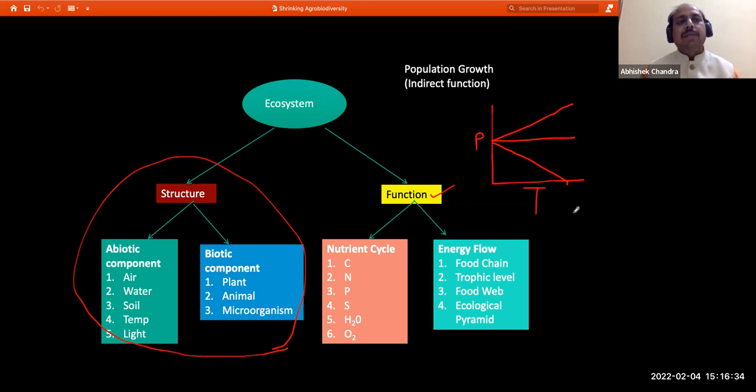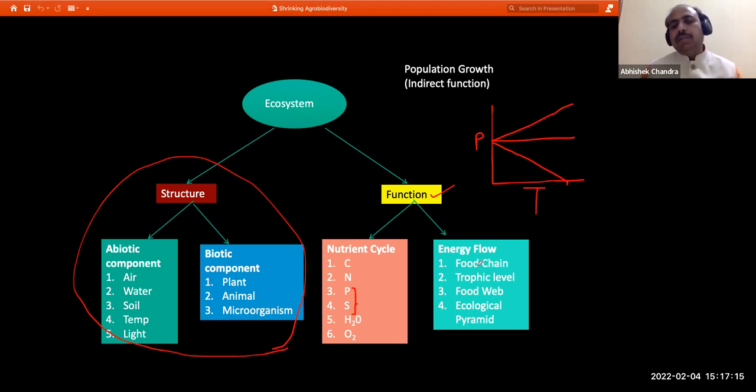Nitrogen is available in abundance in the atmosphere, that is 78%. Out of this 78%, you can see how it comes into the ground. There are three mechanisms. First is atmospheric nitrogen fixation. Second is biological nitrogen fixation. And third is human-introduced, that is industrial nitrogen fixation. One important thing: phosphorus and sulfur come from the weathering of rock, which forms the soil.